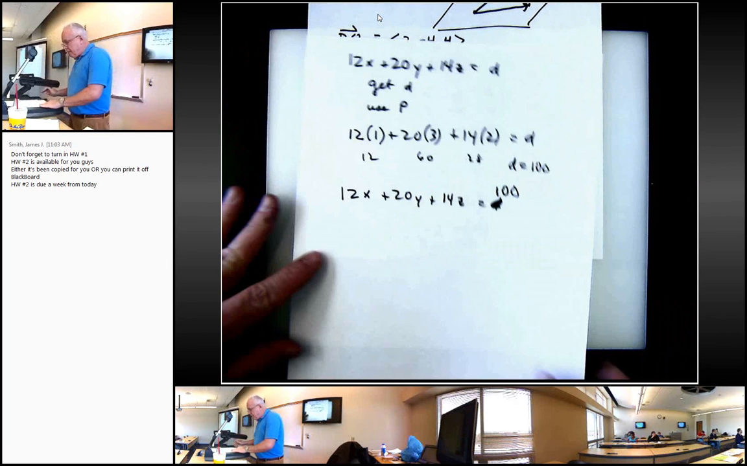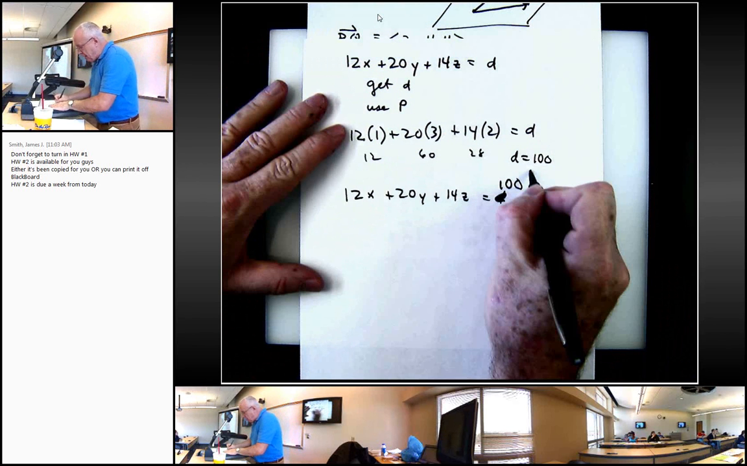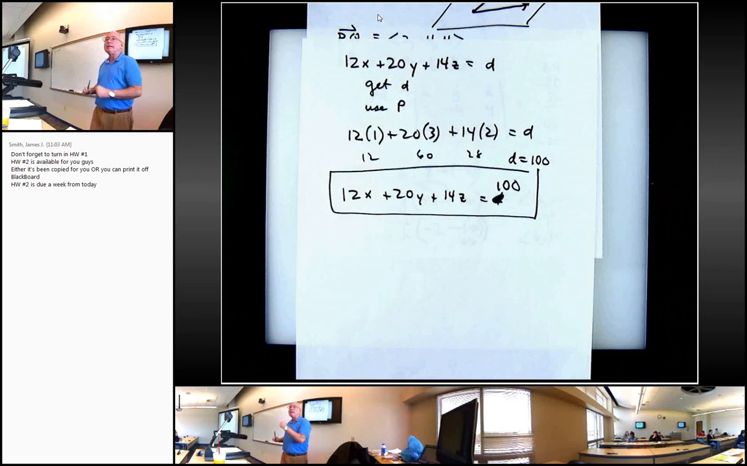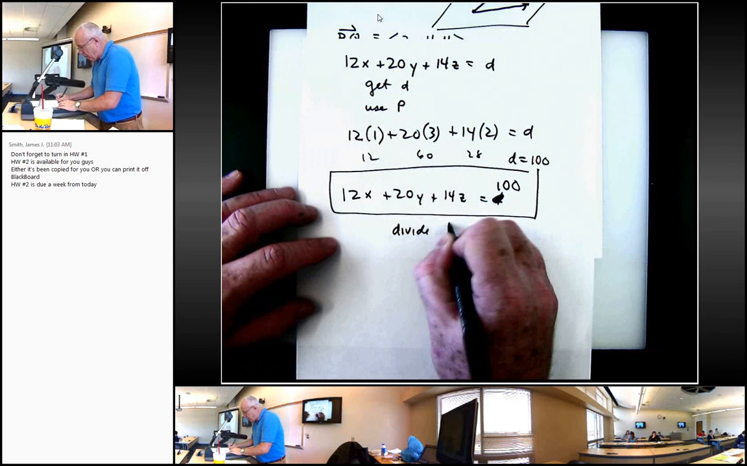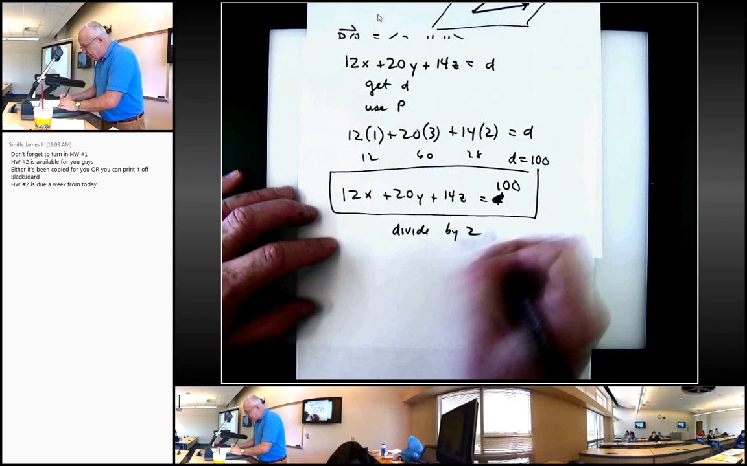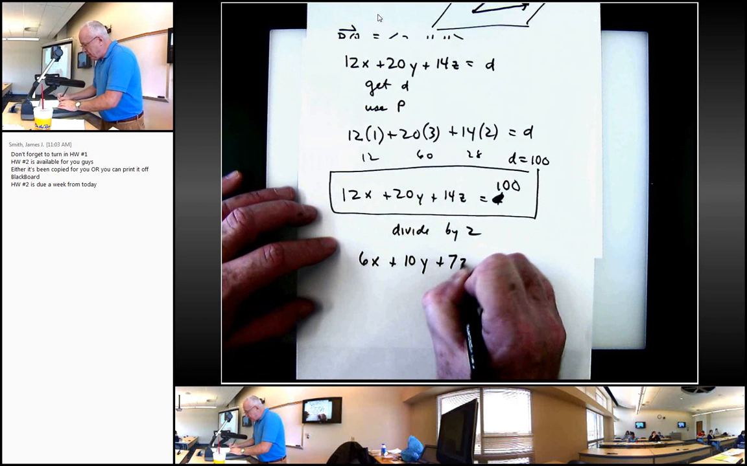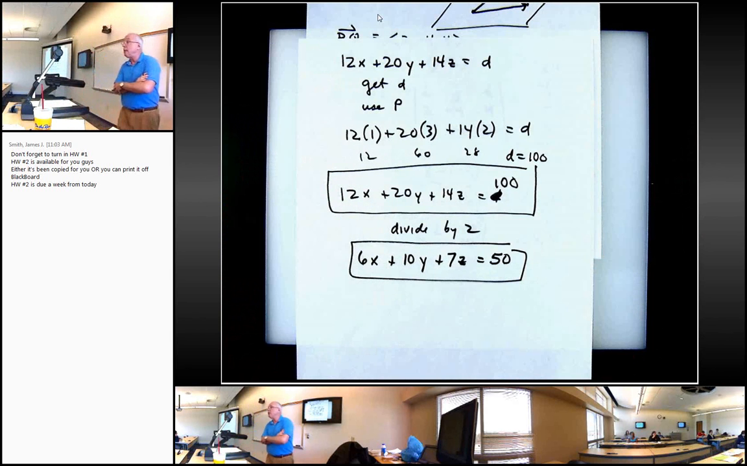When I would have done that, let's see what happens here. This is what we got from using 12, 20, and 14. We got that it all equals 100. Well, look at what I can do here. I can divide everything on both sides of that equation by 2. So divide by 2, and I get 6x plus 10y plus 7z equals 50. Also the equation of my plane.